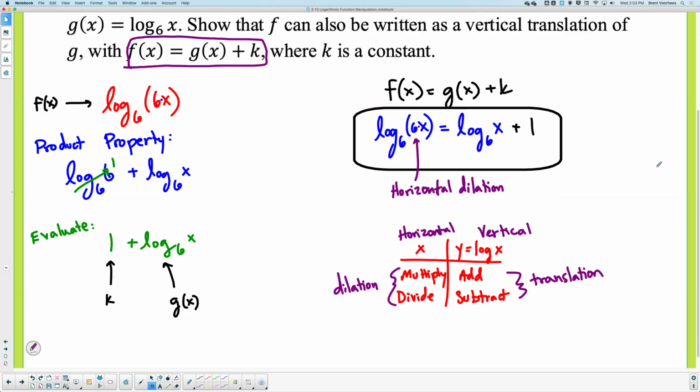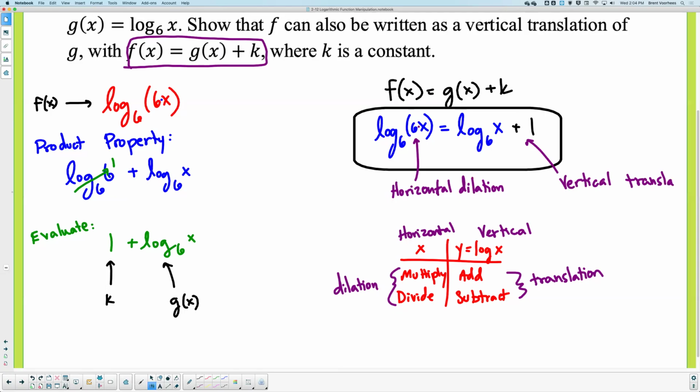Over here, what's happening? I'm adding 1. Am I adding 1 on the inside with x? No, there's no parentheses there. So I'm adding 1 on the outside. If it's on the outside, is it vertical or horizontal? This would be vertical. And when you add, the word is translation.